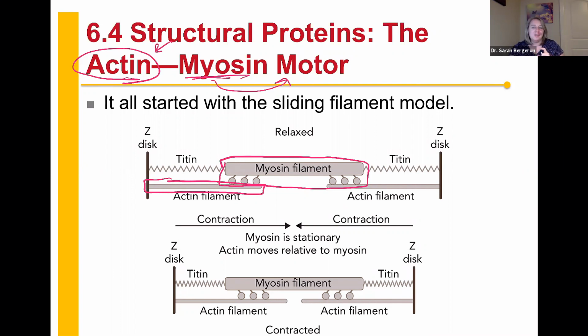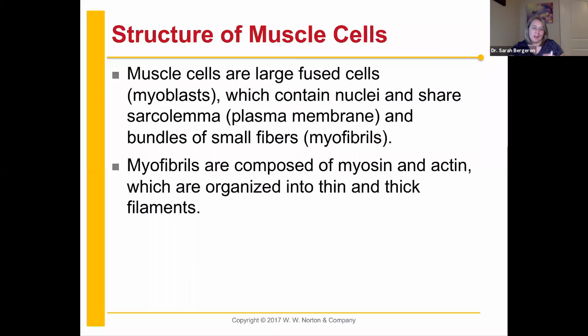Before we can really talk about the super details of this kind of function, we need to do a background on the arrangement of proteins inside of a muscle cell. I don't know how much background you guys have, so I'm going to give you quite a bit of background. Muscle cells are kind of unique because they're not individual cells. They are actually fused cells. So you have one cell that fuses to another cell that fuses to another cell. And we call those fused cells myoblasts. So within one myoblast, you're going to have many nuclei.